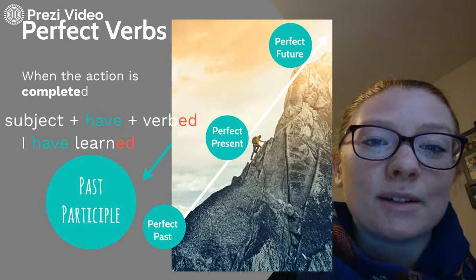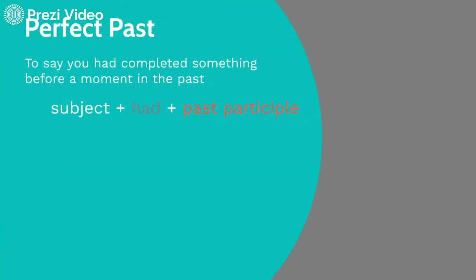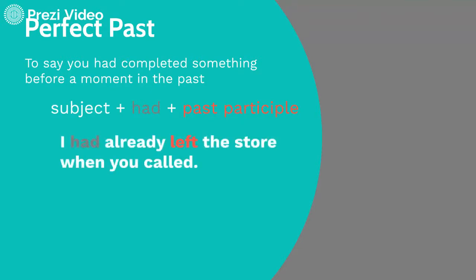All right, now let's jump into the perfect past. So in the perfect past, you are saying that you've completed something before a moment that's in the past. So you're speaking about a past moment and then a further past where something had happened as of that past moment. So the subject had, past participle, that word have is in the past tense now. I had already left the store when you called. So you calling was a moment that happened in the past. You called, but before that happened, I had already left the store.